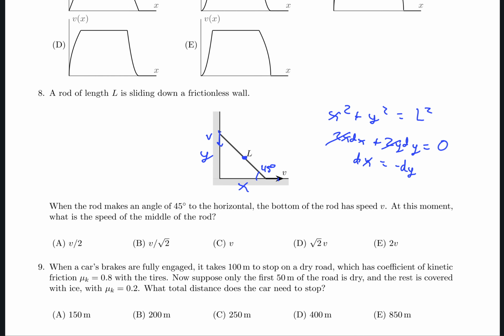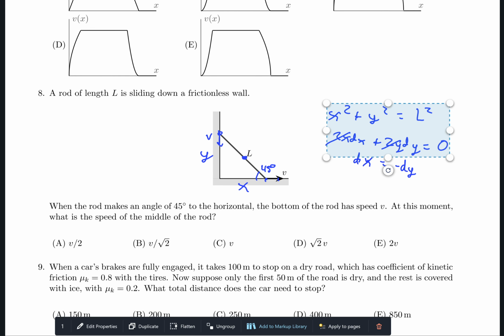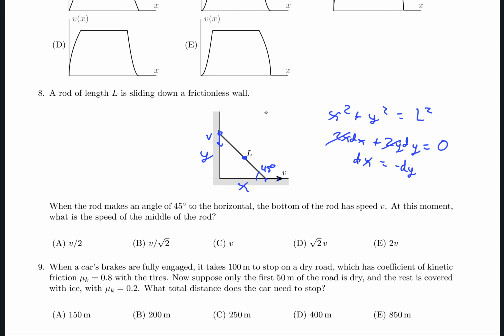So the center of the rod is like the average of these 2 points. You can think about it like it's the average of the x values, and the average of the y values. So its velocity will just be the average of the 2 velocities. Here, let me add the 2 velocities. It's v this way, and tip to tail, v this way. So it's v root 2, but since it's the average, you've got to divide by 2, so it'll be v root 2 over 2, and that's b.